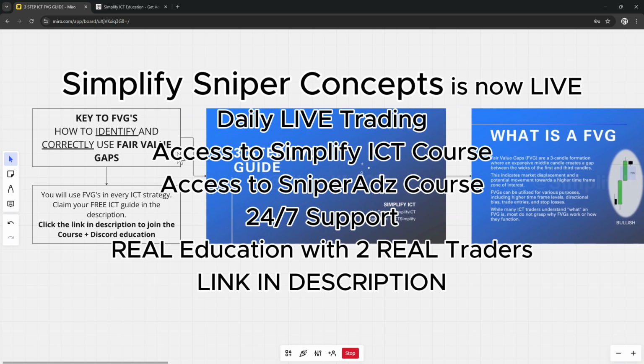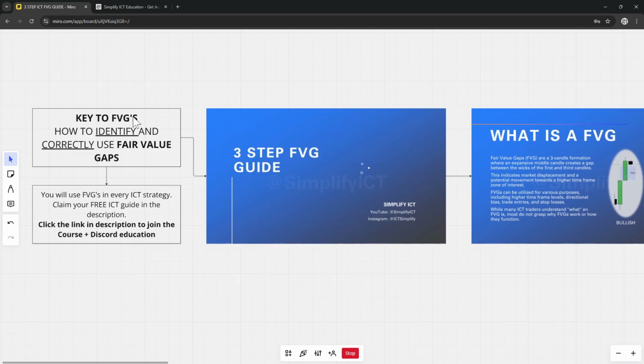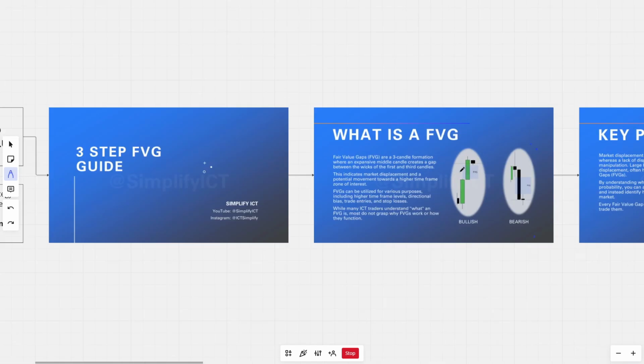Let's cut straight to the chase. What is the key to fair value gaps? How do we identify and correctly use fair value gaps to not get caught up on the wrong side of the market? Also, I've made another video on different types of gaps in the market, which I'll leave links down below. But in this video, we're specifically going over every little detail on fair value gaps to give you guys the highest probability areas to trade off. So now guys, let's get straight into it.